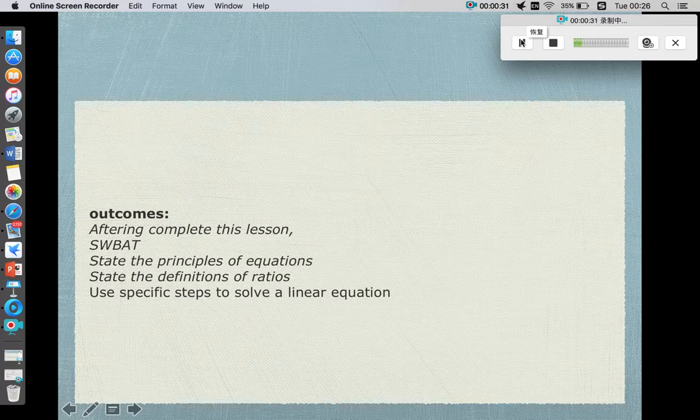After completing this lesson, students will be able to state the principles of equations, state the definitions of ratios, use specific steps to solve a linear equation.